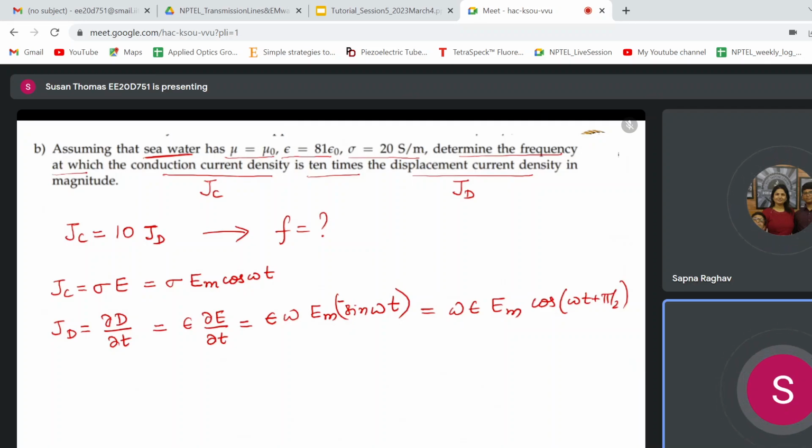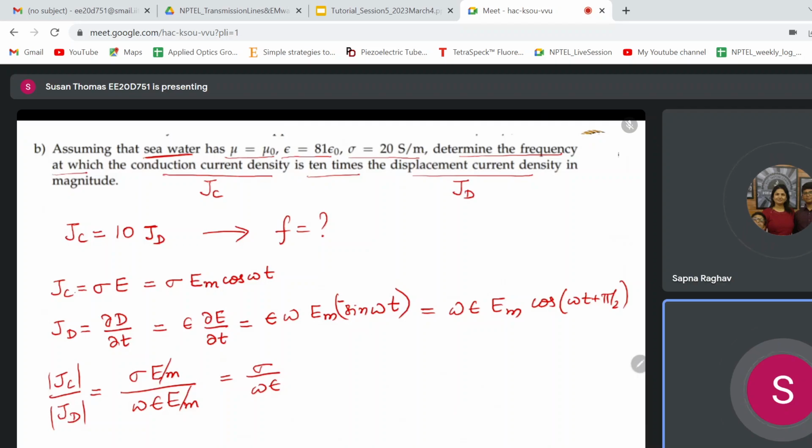So now if you compare JC and JD, let us take a ratio of the magnitudes. JC to JD, sigma into Em divided by omega epsilon into Em. I am taking only the ratio of the magnitudes. Em gets cancelled and we get sigma by omega epsilon. So this is the basic understanding: the ratio of the magnitudes of conduction to displacement current is sigma by omega epsilon. And in the question it is mentioned as 10, so equate it to 10.